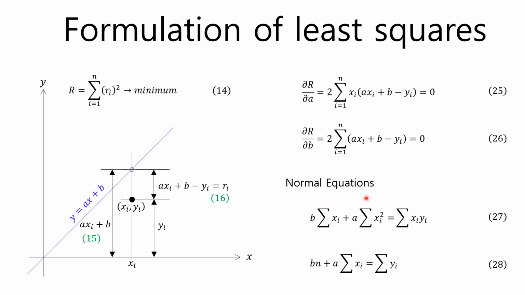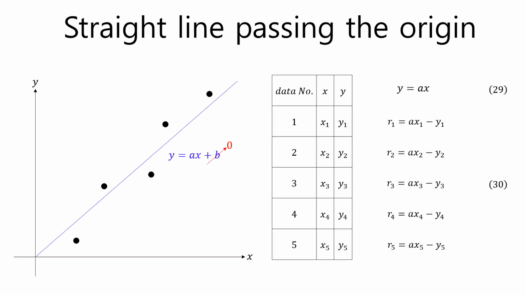Now that we have derived the principles and basic equations of the least squares regression, let's take a look at how it is used through various examples. Let's look at the case where the system function is a linear function and passes through the origin. If the system function is a linear function and passes through the origin, the intercept value of the system function is 0, so the b value is 0.